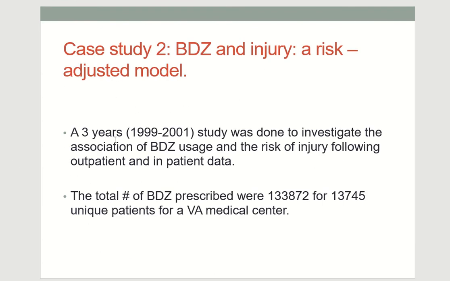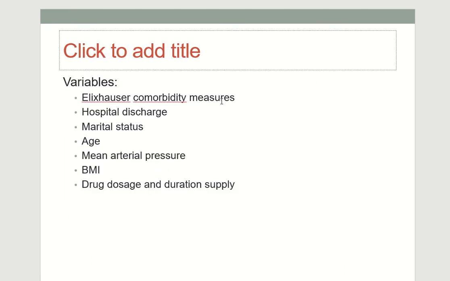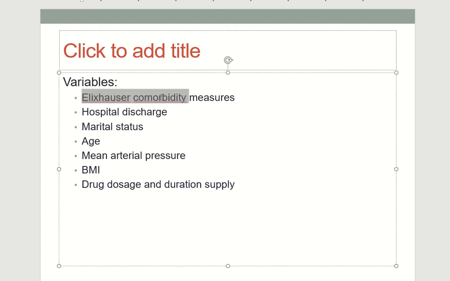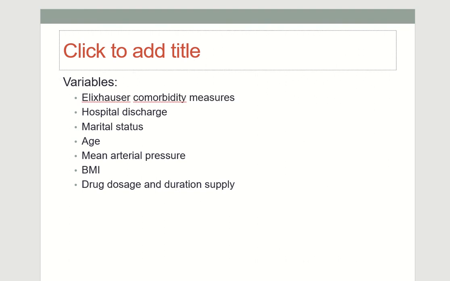Here's another case study. A 3-year study was done to investigate the association of BDZ usage and the risk of injury following outpatient and inpatient data. The total prescribed was 133,000 for 13,000 unique patients at the VA Medical Center. The variables that they looked at included hospital discharge, marital status, etc., but they also looked at the Elixhauser comorbidity measures as a way to control for the risk adjustment of the condition of the patients.